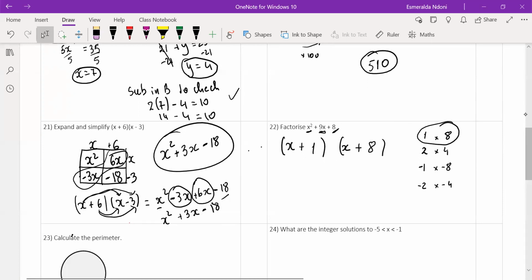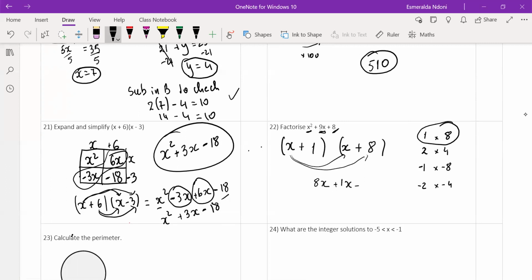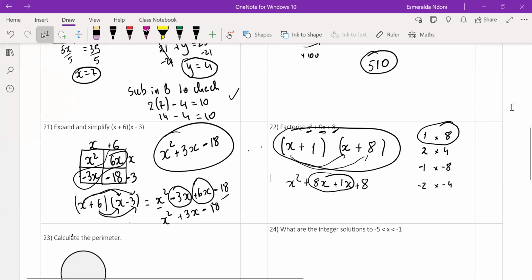And now you check that you end up with the same answer. X times x is an x squared. X times 8 is an 8x. 1 times x, it's a 1x. And 1 times 8 is an 8. So this is what we just got from expanding it. And when you collect these two together, you get a 9 as in your question. So we know now that this is the finished answer for question 22.